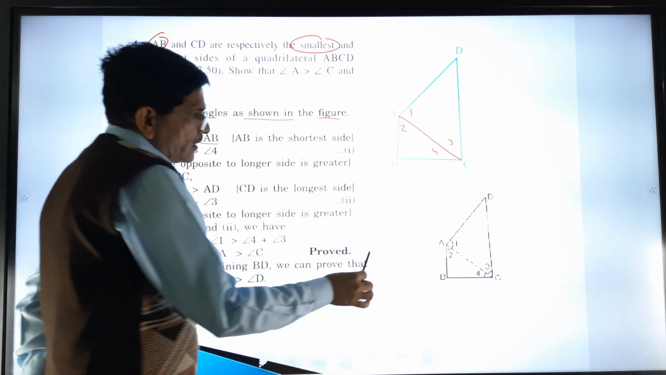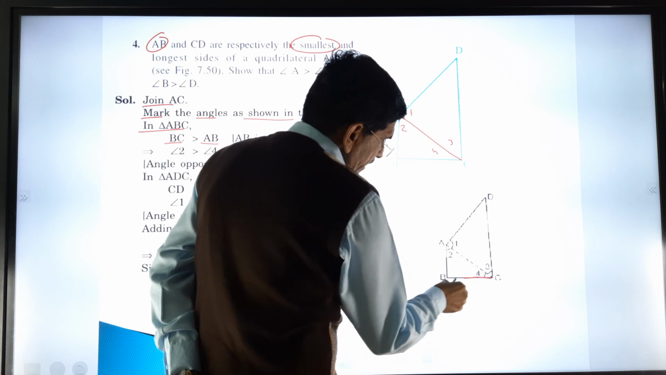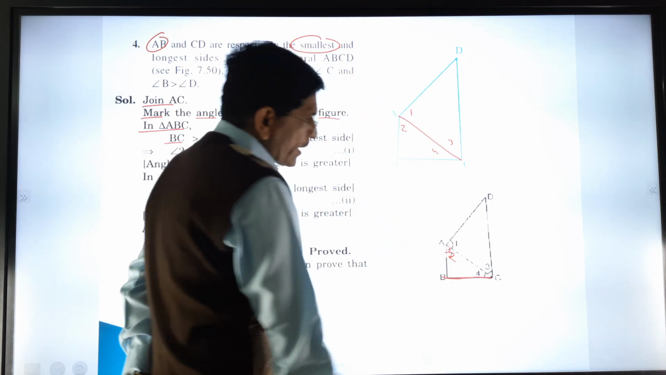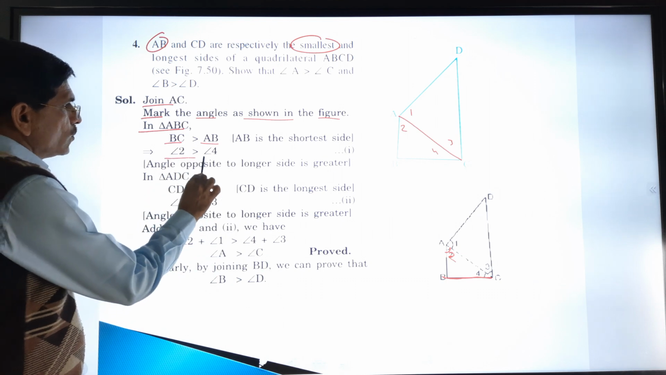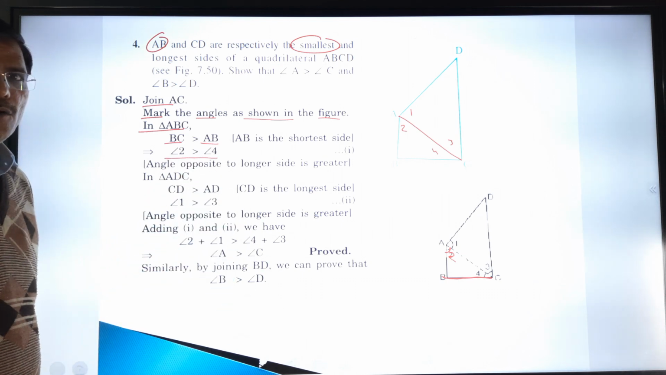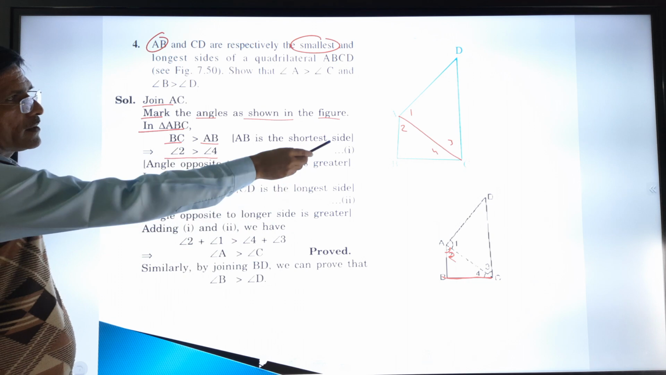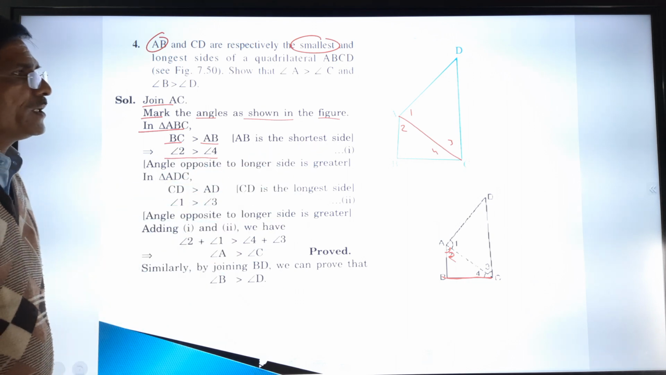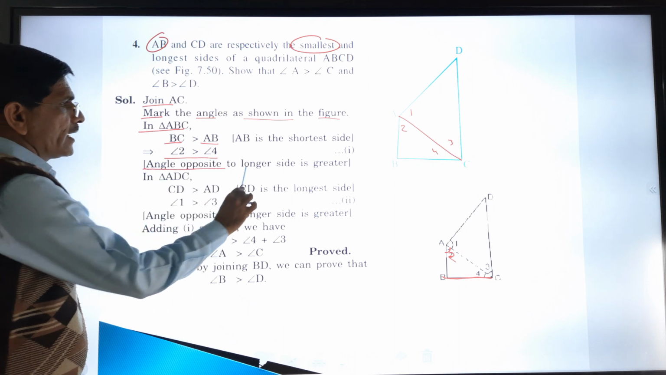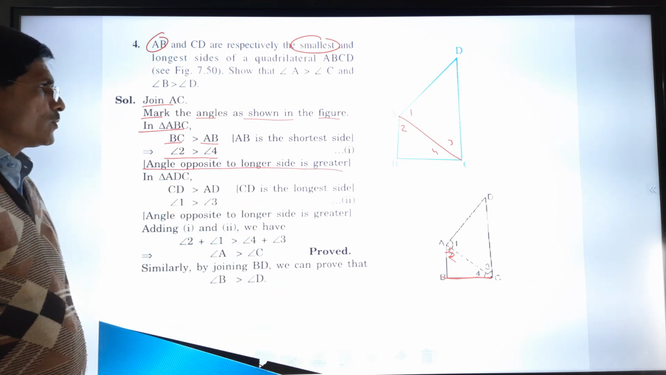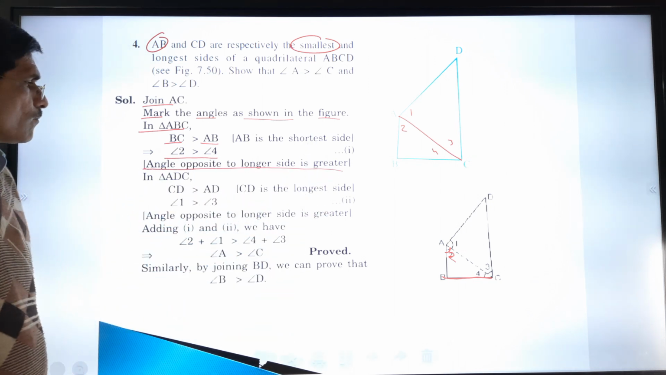Now if you see, opposite BC there is an angle that is called angle 2. So we can say angle 2 is greater than angle 4. See the figure. Angle 2 is greater than angle 4. In brackets we can write: angle opposite to the longer side is greater.